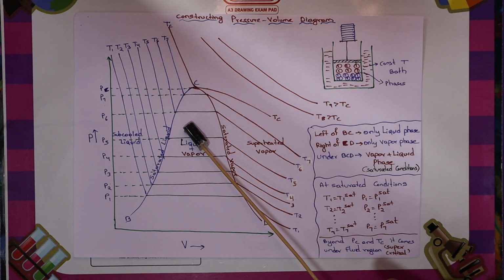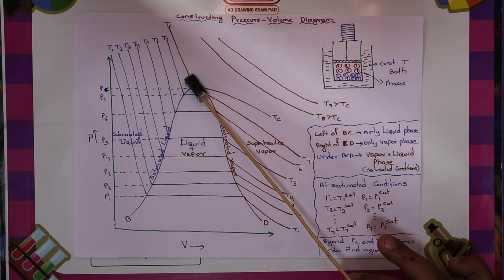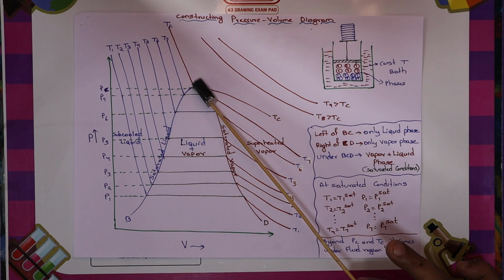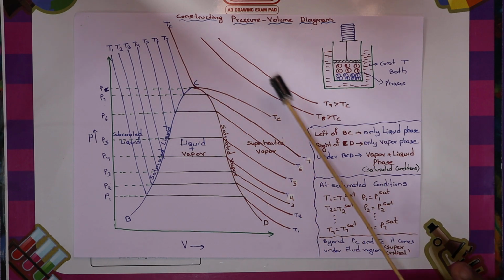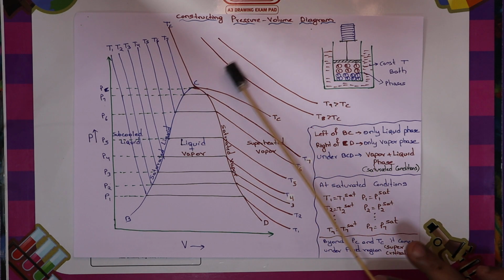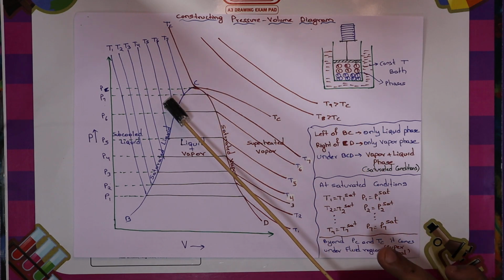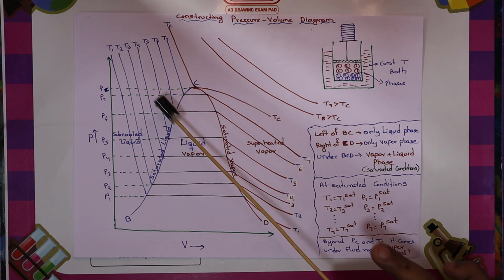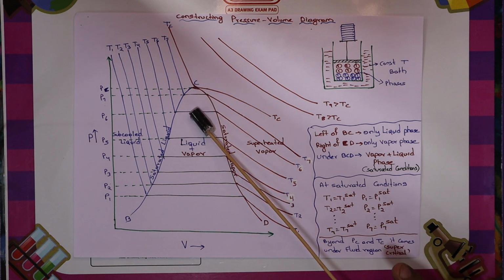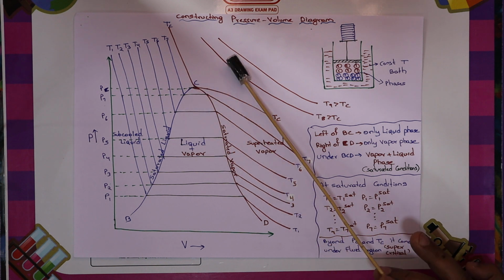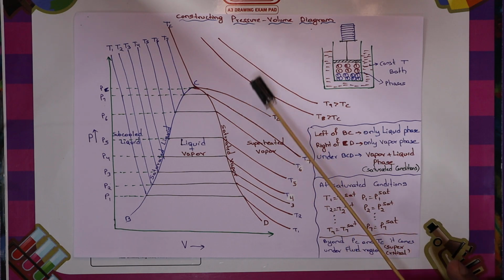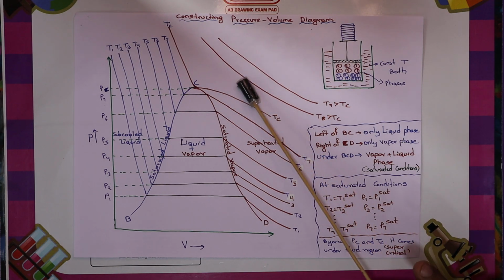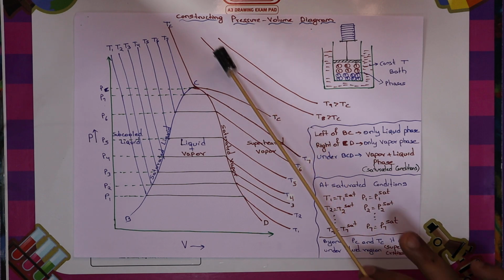Only below this TC can you identify liquid and vapor. If you go beyond TC, you are not going to find any liquid. It is completely vapor. Liquid, liquid plus vapor, and vapor can exist only below the critical temperature. If you go beyond it, it is completely vapor. There is no liquid phase existing, because you can see it is entirely the red curve.